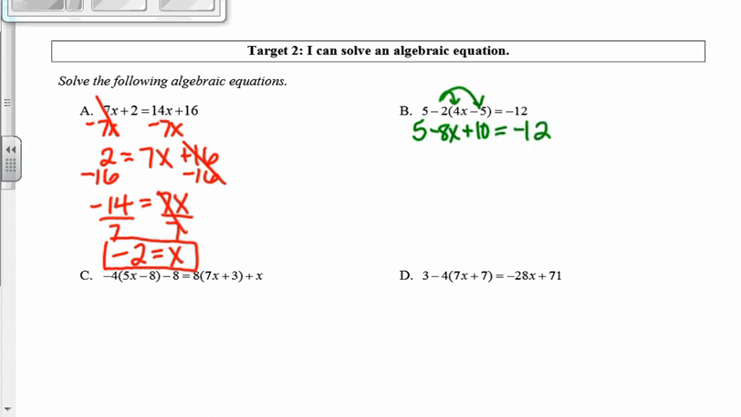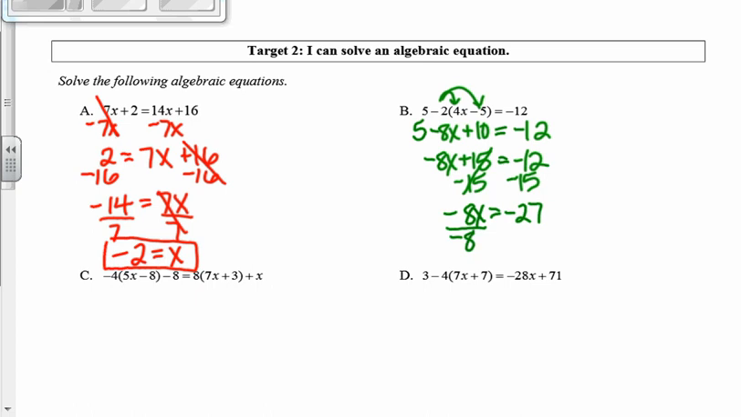Equals negative 12. So working on combining like terms when possible. So 5 plus 10 is 15. Oops, I lost my x. Let's try that again. So we have negative 8x still, but then 5 plus 10 is 15 equals negative 12. And then we're going to go ahead and get everything with an x on one side, so leaving that negative 8x on the left. Moving this 15, I'm going to subtract it over to the other side, so I have negative 8x equals negative 27.